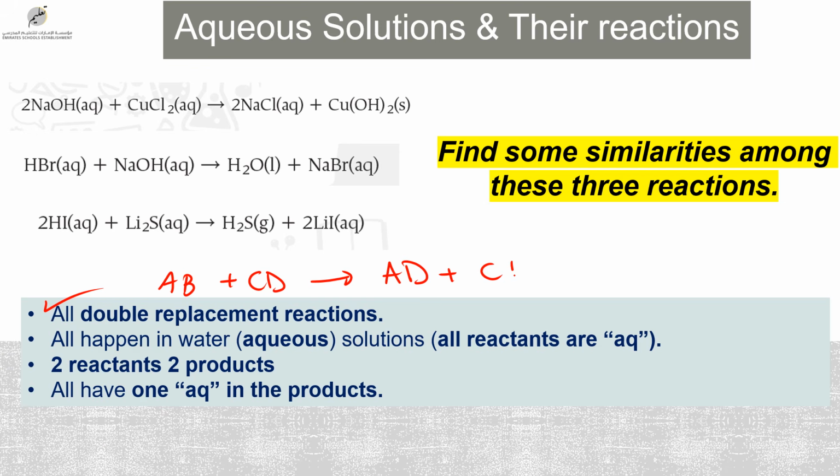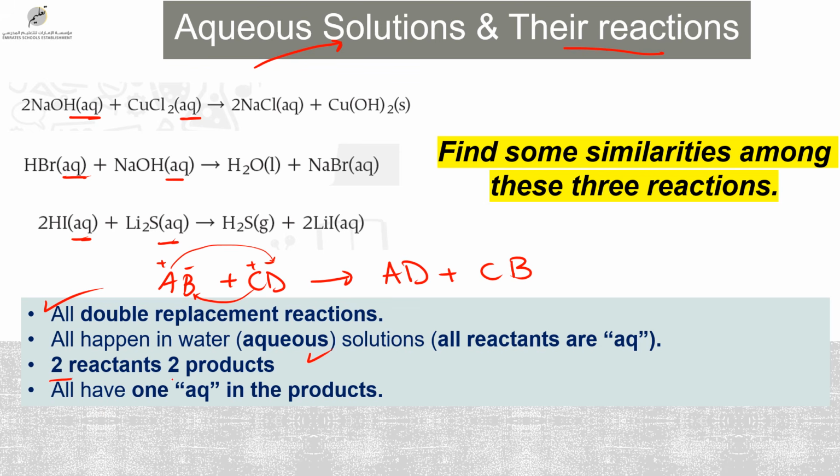Plus CB. Because this is positive and negative, positive goes with the negative, positive goes with the negative, right? So all of them happen in water. Look, all of them are aqueous, right? And that's what we mean by aqueous solutions and their reactions.